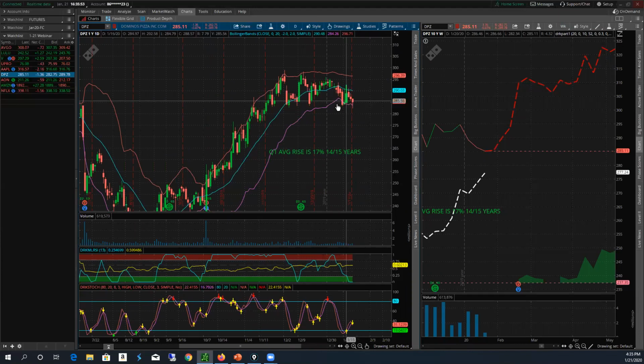Right about now, and one thing I love about this, folks, look at that support right there. Right about now, until right here in March, Domino's heads higher. So I know how many of you typically eat Domino's pizza during the Super Bowl. I know, right? So anyway, average rise is around 17% the last 14 out of 15 years, starting right about now. So keep that on your watch list.